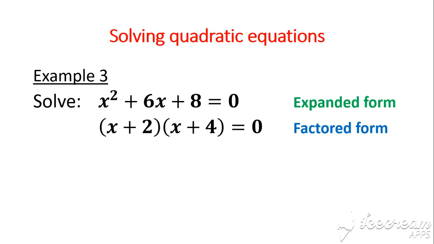So it's an expanded form. We've got to put it into factored form. And this is it here in factored form. So notice we've got x plus 2 in brackets, x plus 4 in brackets equal to 0. The two numbers 2 and 4 multiply to get 8, and the two numbers 2 plus 4 add to get 6.